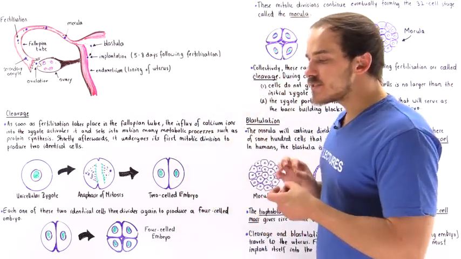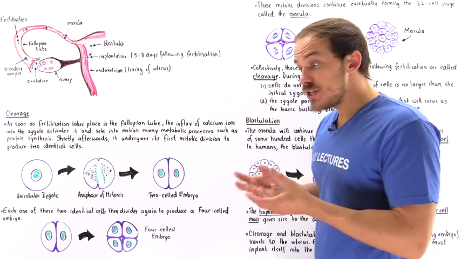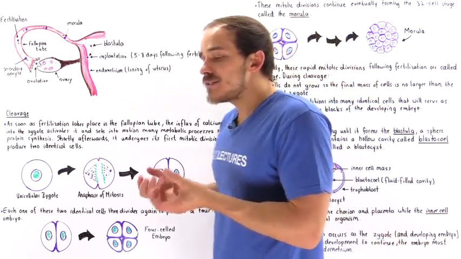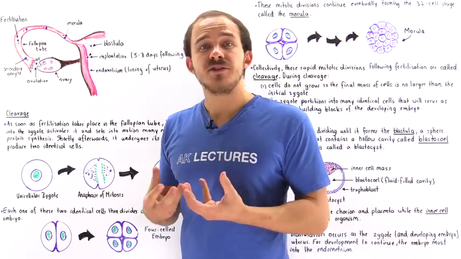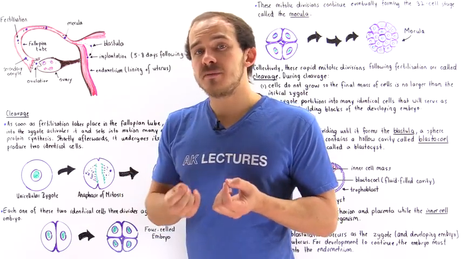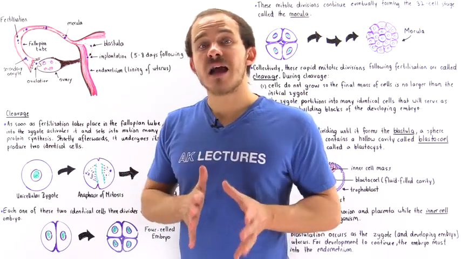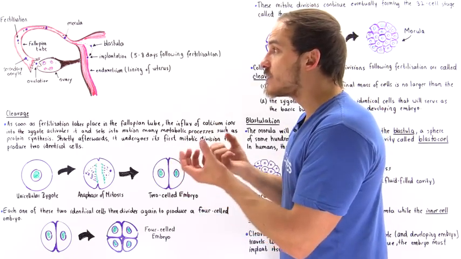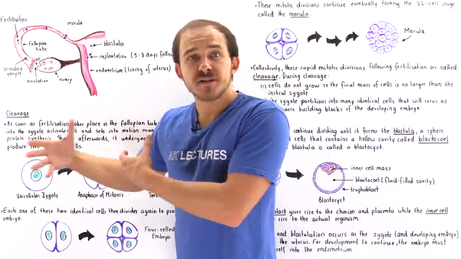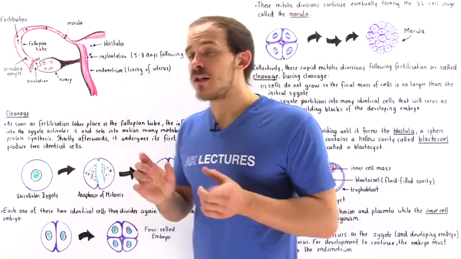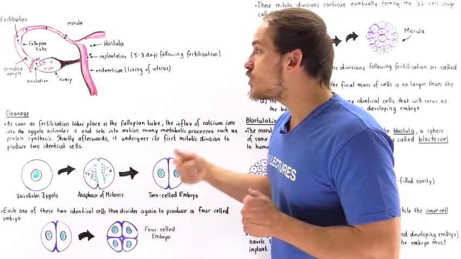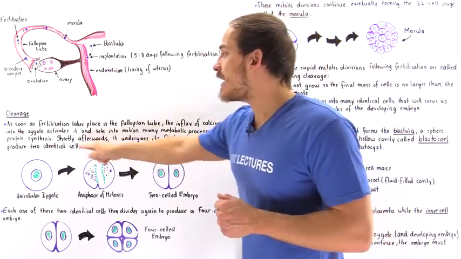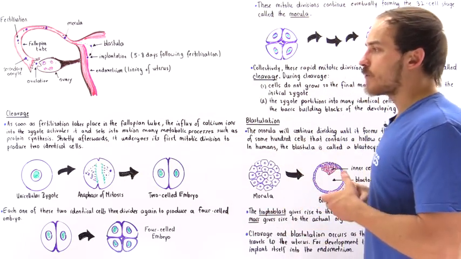Now, why would the zygote actually need to divide? Well, because the entire organism contains cells. The building blocks of the organism are cells. And that means we have to take that single-celled zygote and develop as many cells as possible. And that's exactly why mitosis begins to take place shortly following fertilization.